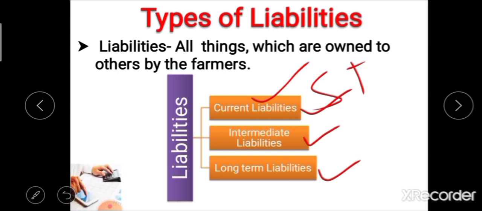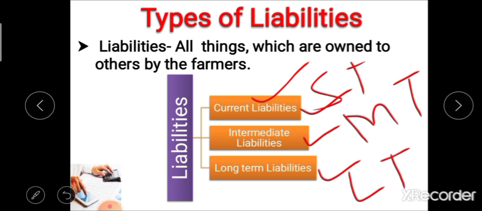After current liability, the second type is intermediate liability. These intermediate liabilities can be repaid within a period of 3 to 5 years, and all the medium term loans are included in intermediate liabilities. After that, the last type is long term liability. These long term liabilities can be repaid within a period of 5 to more than 20 years. All the long term loans are included in long term liability. So these are the different types of liability.